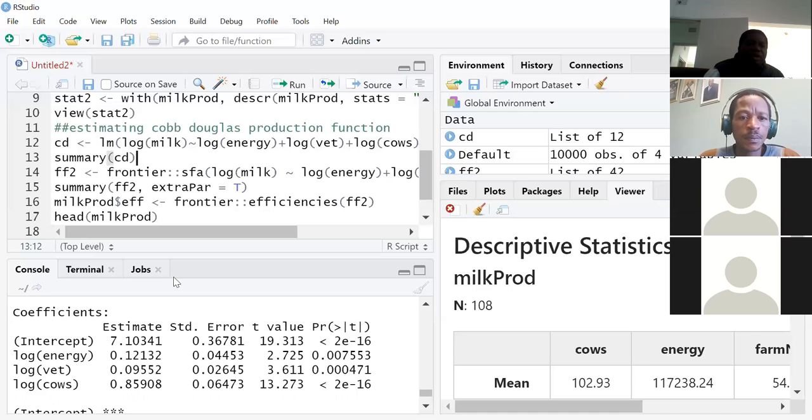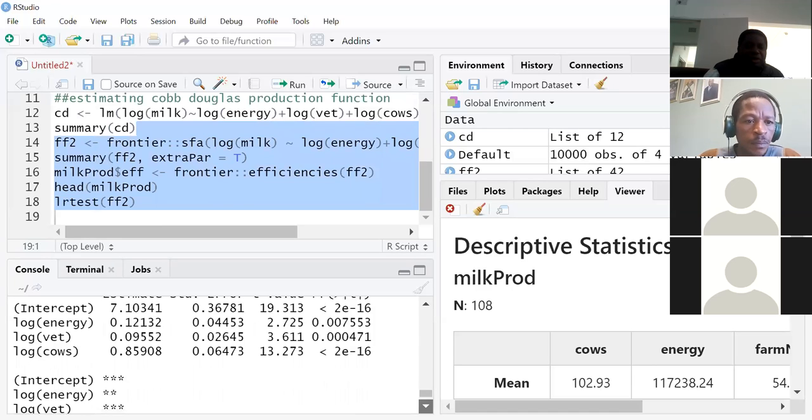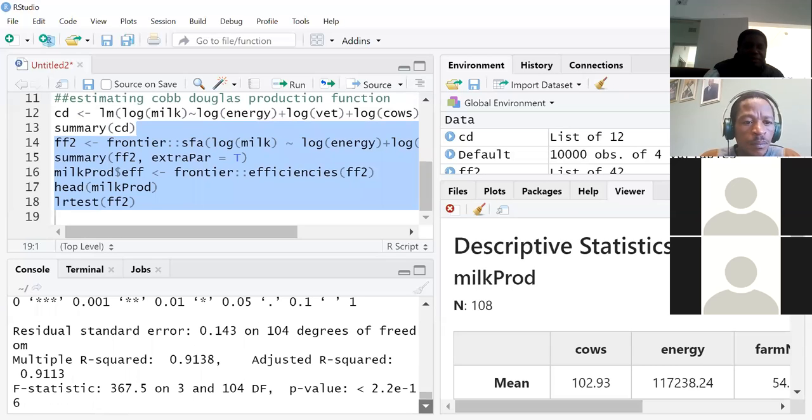So now, if you look at this result, the starting point is you have to interpret the R squared, adjusted R squared. Let's start with adjusted R squared, which is 0.91. Really, what does that mean, 0.91?